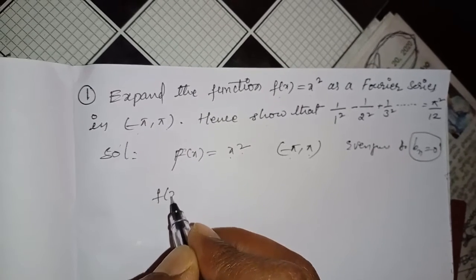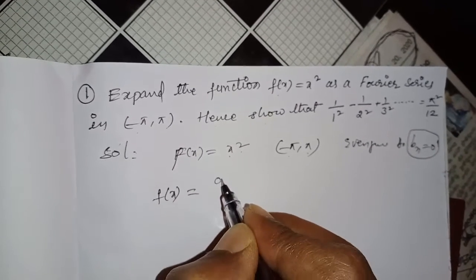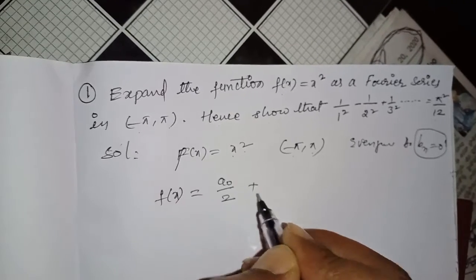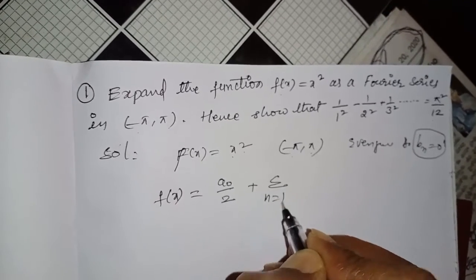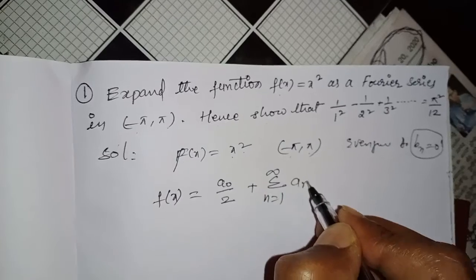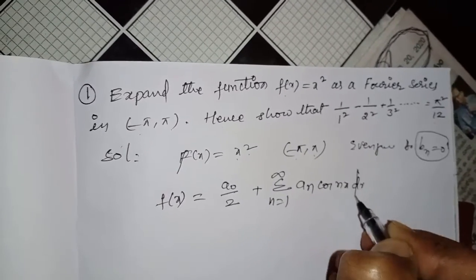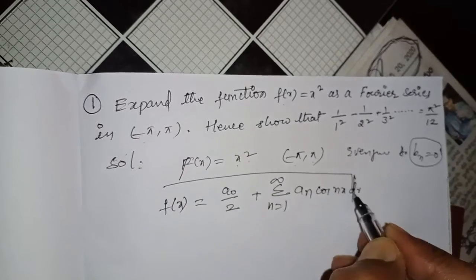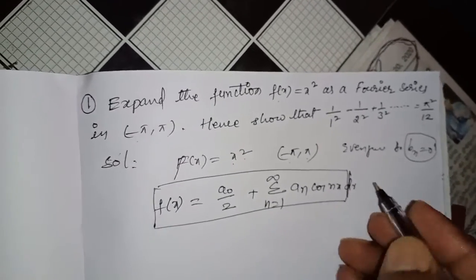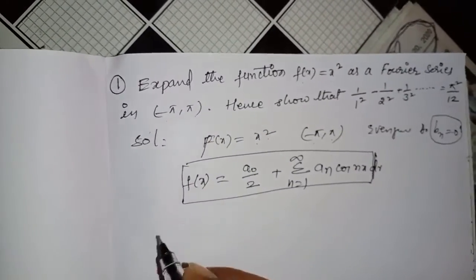So the Fourier series formula is f of x is equal to a naught by 2 plus summation n is equal to 1 to infinity an cos nx. This is the Fourier series formula. So first of all, find a naught value.